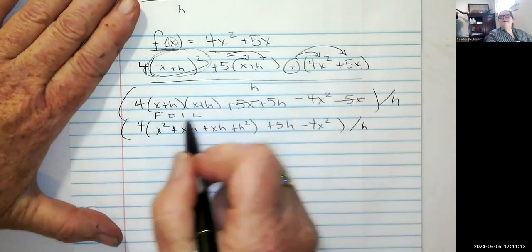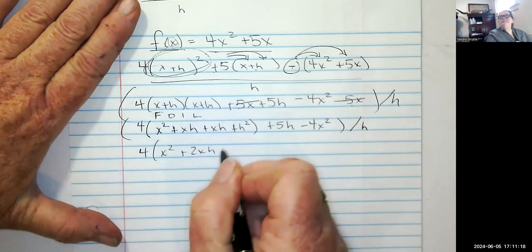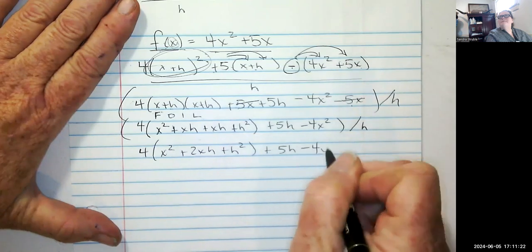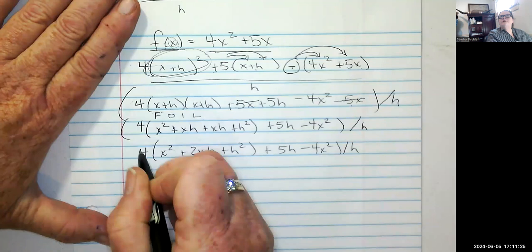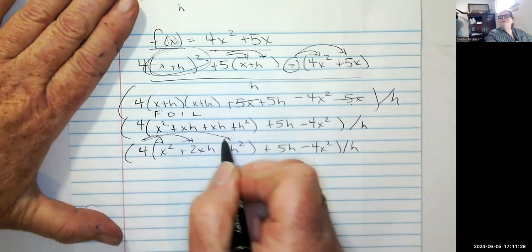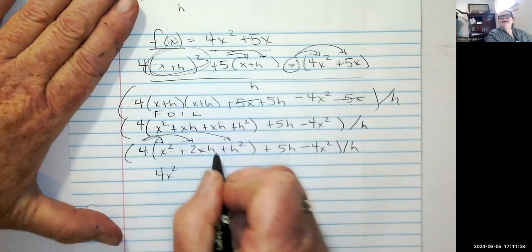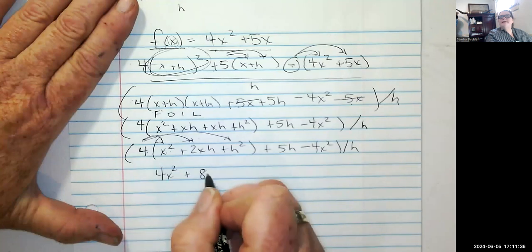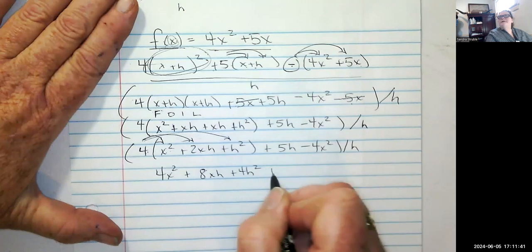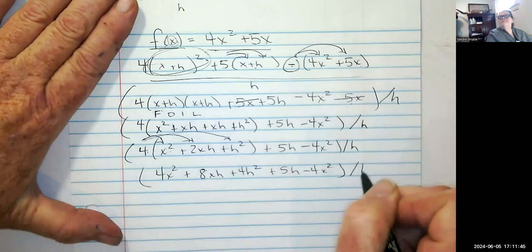Next, I'm going to combine like terms inside this parenthesis. So x squared plus 2xh plus h squared. And then I'm just going to bring everything else along with it, over h. Now I'm going to distribute my 4 over this trinomial. So 4 times x squared is 4x squared. 4 times 2xh is 4 times 2 is 8xh. 4 times h squared is 4h squared. Bring down everything else. And all of this is over h.